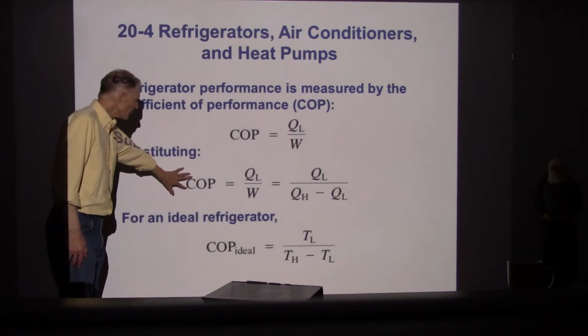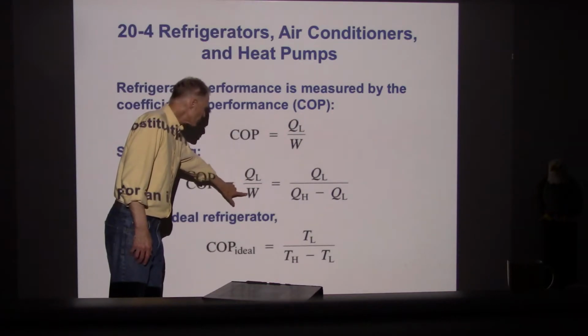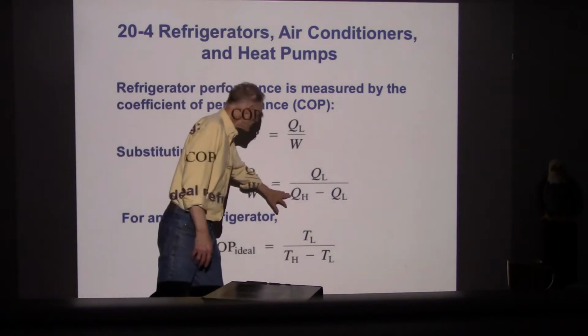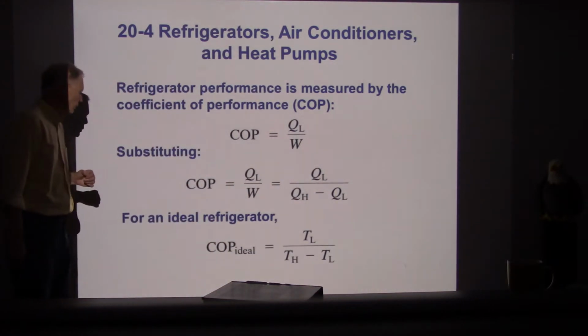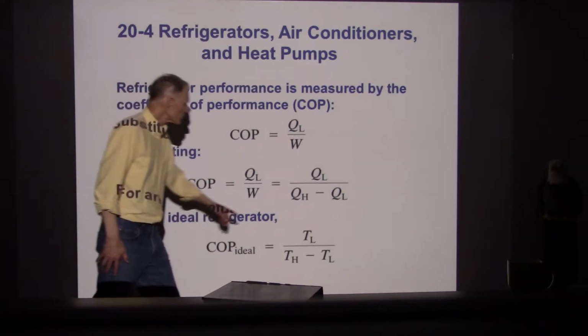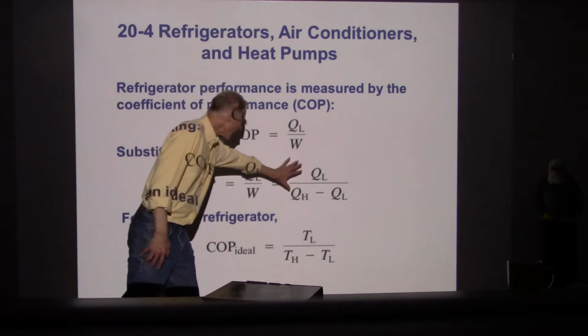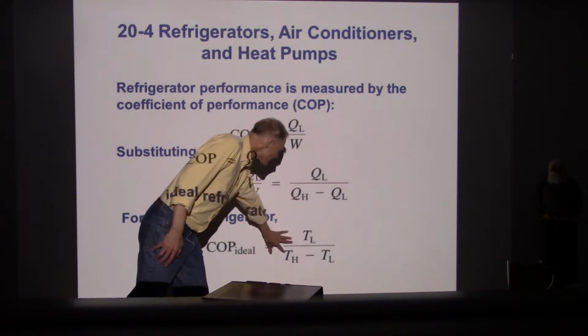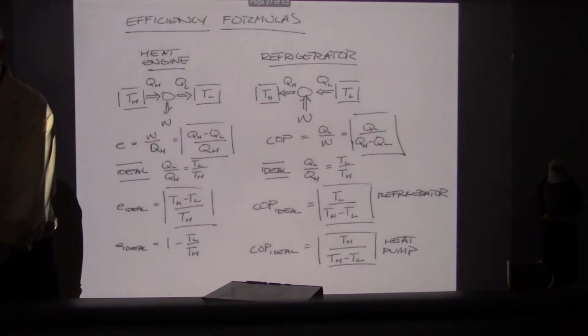So the COP is written as QL over W. Now remember, W is going to be the same thing as QH minus QL. That formula still works. And then ideally, the coefficient of performance will depend on the operating temperature. So this is how it actually operates. This is the theoretical formula. Let's look at some examples.